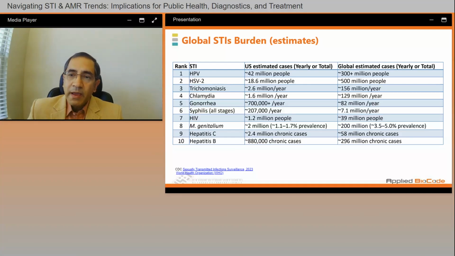Despite very sensitive diagnostic tools and effective treatment options, some of the curable STIs, for example, trichomoniasis, chlamydial infection, syphilis, Mycoplasma genitalium infections, and gonorrhea, remain widespread with increasing incidence according to the CDC's 2023 surveillance report and WHO's most recent estimates.